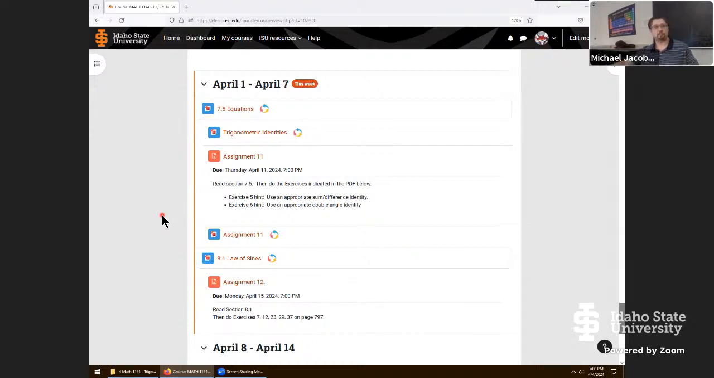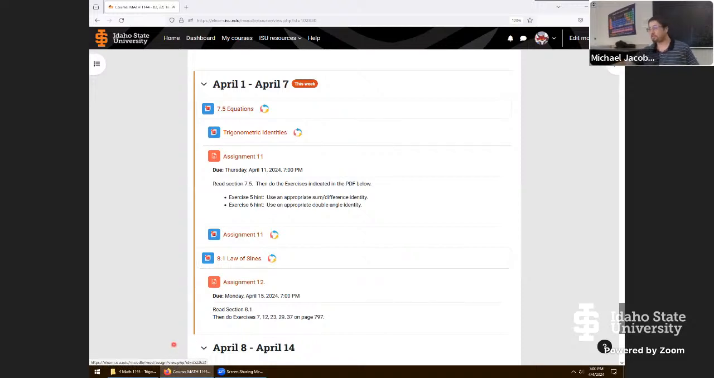And in chapter 7, we've been dealing with lots of trigonometric identities, but it all culminates here in section 7.5. This is the purpose of most of the work we've been doing, just being able to handle and solve trigonometric equations when they show up. Beyond that, going into chapter 8, we're now looking at applications of trigonometry.